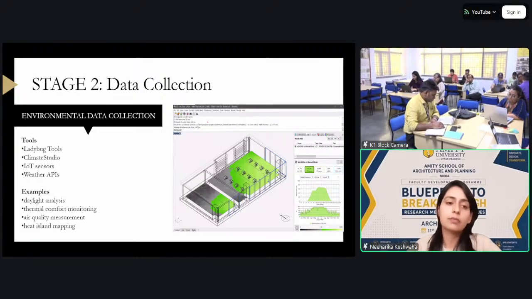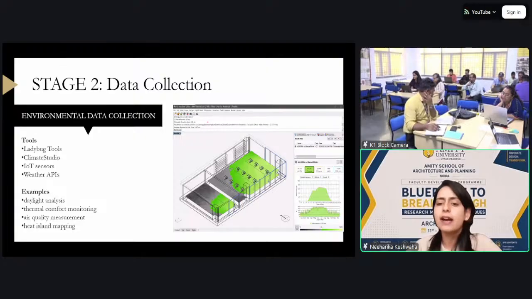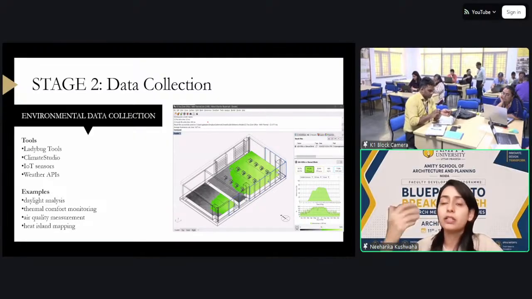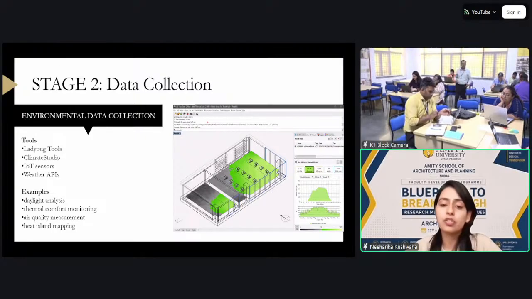Let's take for example, let's say environmental data collection. These are some of the tools that we use like Ladybug Tools, Climate Studio, IoT sensors, and they can help you to do daylight analysis, thermal comfort monitoring, air quality measurement. Earlier, we used to have hardware that we used to go on site, work around with, look for the earlier data that might have been published in and around that building, or the contextual understanding of that area.